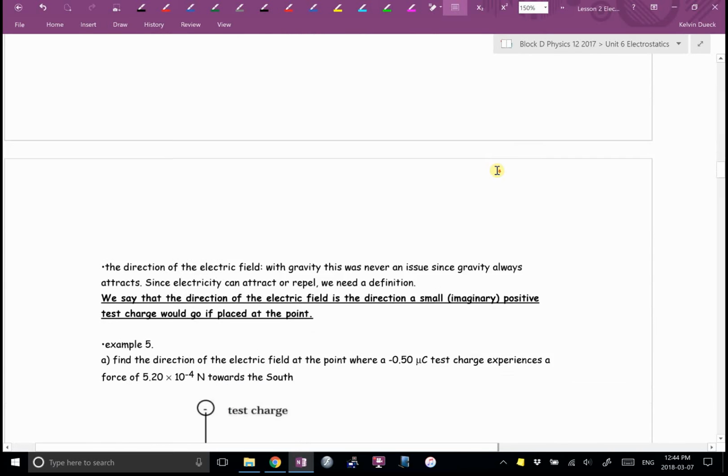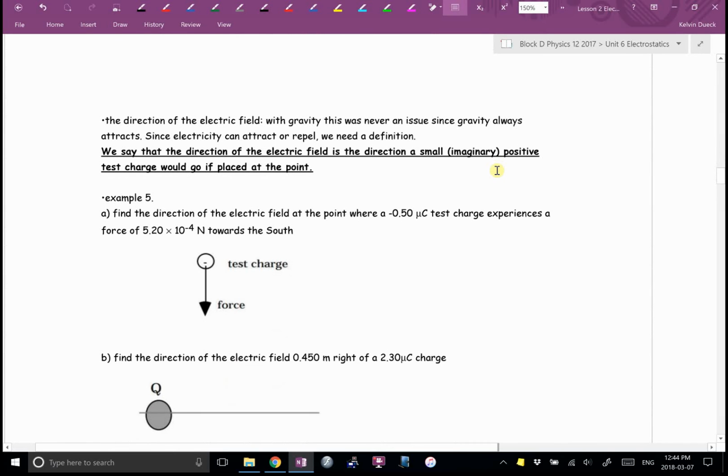The direction of the electric field. Well, with gravity, Sarah, this was never an issue because gravity always attracts. With electric field, charge can attract or repel. We have to define the direction, and here's how we define it. It's underlined. You might want to put a little star next to this. You might want to highlight it. This is something you absolutely have to know.